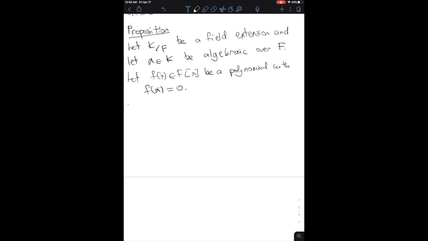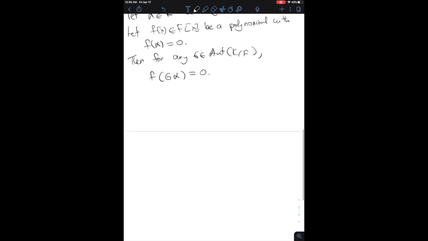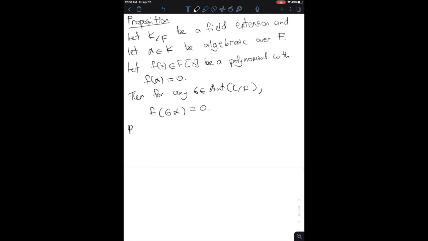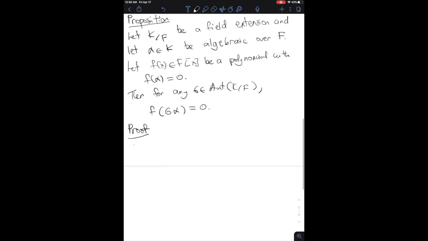Okay, the claim is then that for any automorphism of the field extension, sigma applied to alpha is a root of f as well. So the conclusion of the proposition is that for any sigma in Aut K over F, f(sigma(alpha)) equals 0. So in other words, the automorphism takes a root of the polynomial to another root of the polynomial.